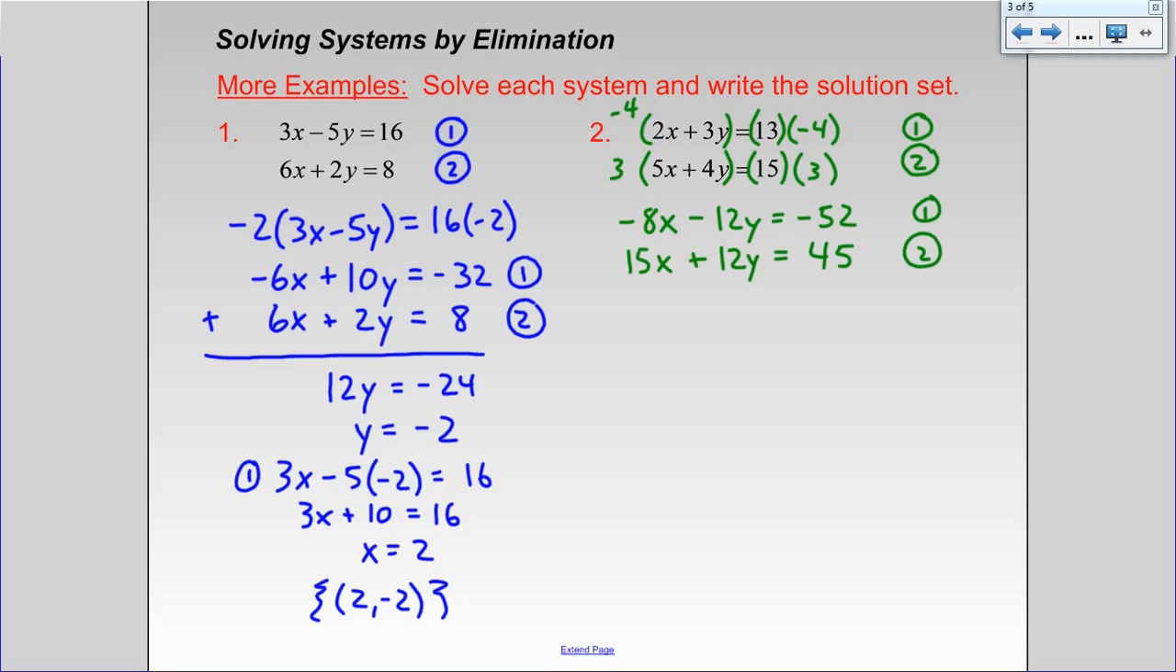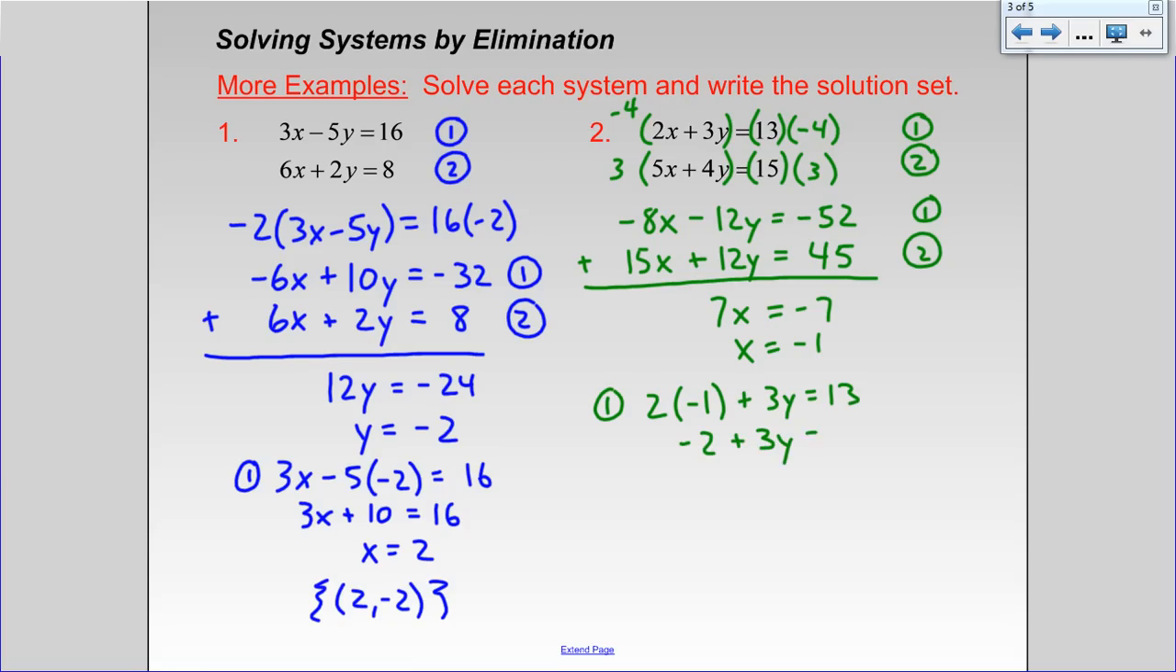So if we add these two equations together, we will eliminate the y terms and obtain 7x equals negative 7. Therefore, x equals negative 1, and we can substitute back into one of our original equations to find y. Let's use equation 1. 2 times negative 1 plus 3y equals 13. Negative 2 plus 3y equals 13. Adding 2 on both sides, 3y equals 15, and dividing by 3 on both sides, y equals 5.